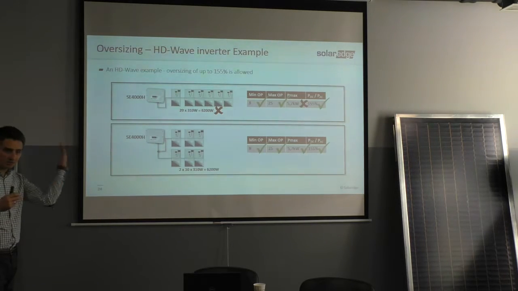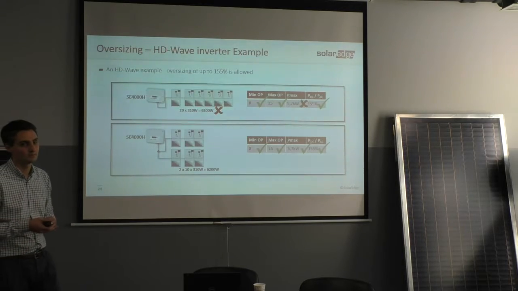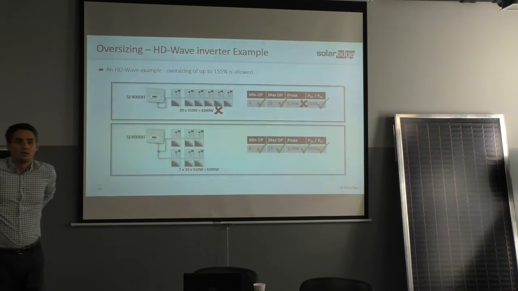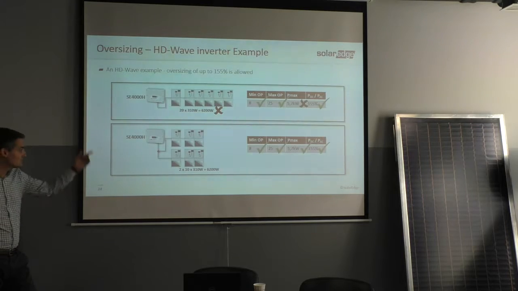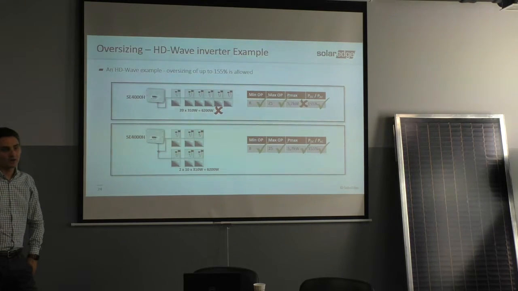Why is there a difference between one and three phase? A one-phase inverter has other components, it has no electrolytic capacitor. And why do we have this limitation? Because our inverter has a 12-year warranty.